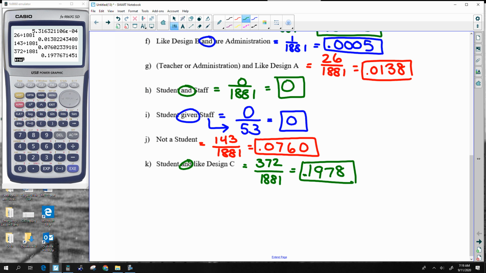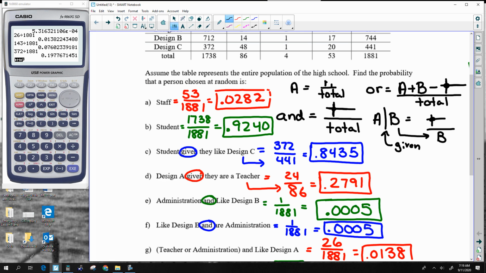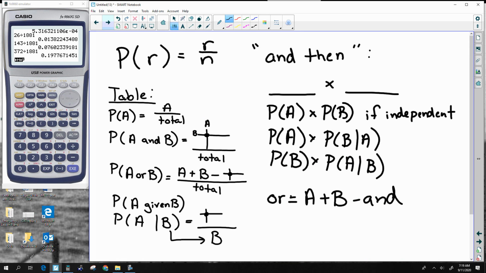All right, so those are table problems. Again, they revolve around these 4 ideas right here, which are presented here on the left. Okay, now the next is going to be a lot of "and then" problems.